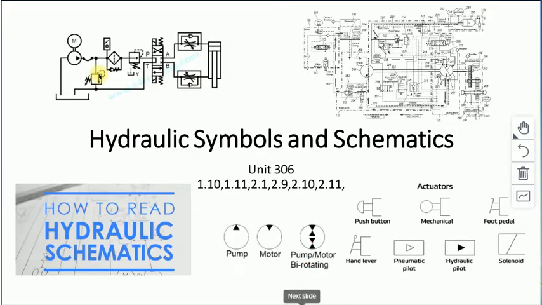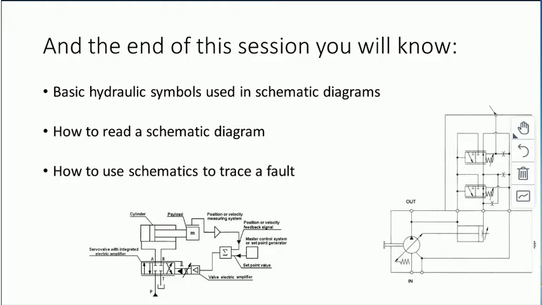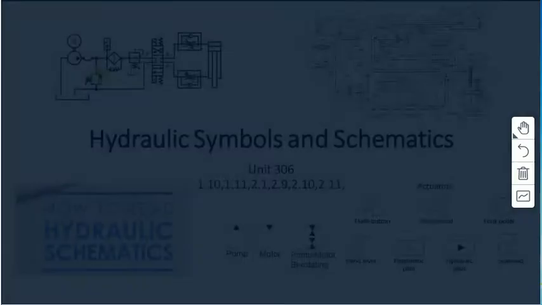Right, slide number two. That's what you will learn. Basic hydraulic symbols used in schematic diagrams. And again, the level of what you need to know is pretty much what we see down here. If you understand those symbols, which you may even do right now, you are probably okay with what we want to do. You need to read a schematic diagram, and also how to use schematics to trace a fault.